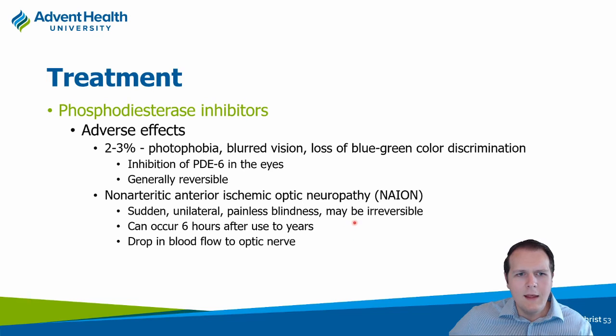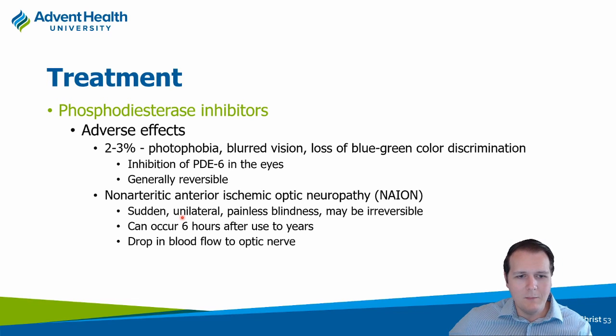In terms of adverse effects, again, photophobia, blurred vision, loss of kind of blue-green color discrimination. This is something you're generally going to see related more towards sildenafil, because it has most of the activity at PDE6. Generally, this is reversible, but there is an emergent thing you'd want to warn the patient about, and this is non-arteritic anterior ischemic optic neuropathy. Kind of a mouthful, but basically they can get this unilateral blindness that can occur and may be irreversible, right?